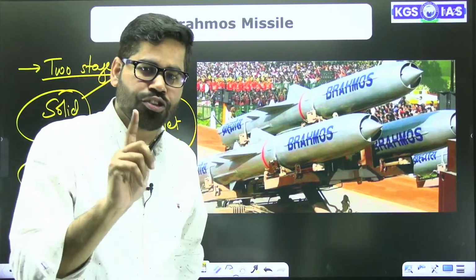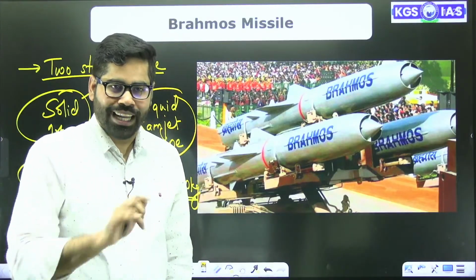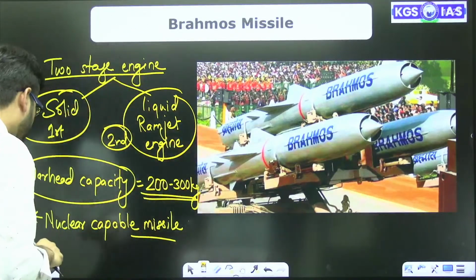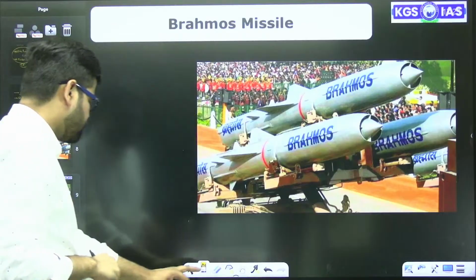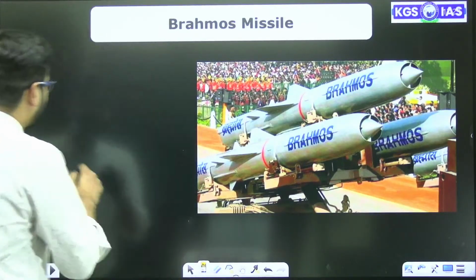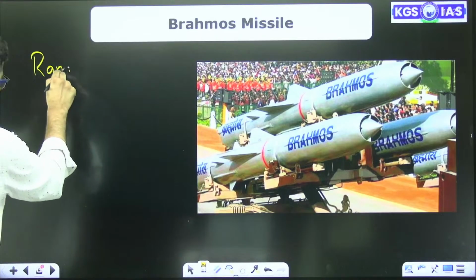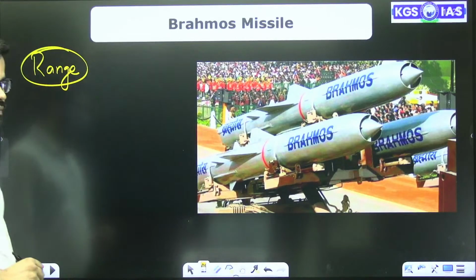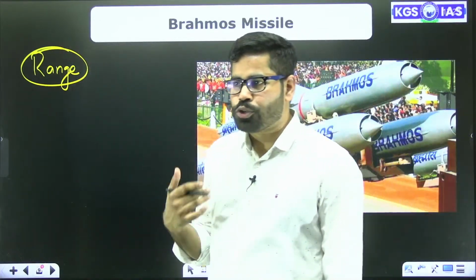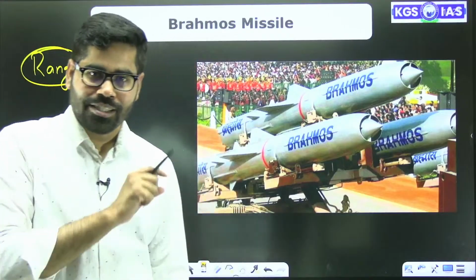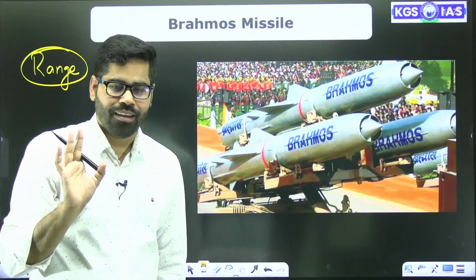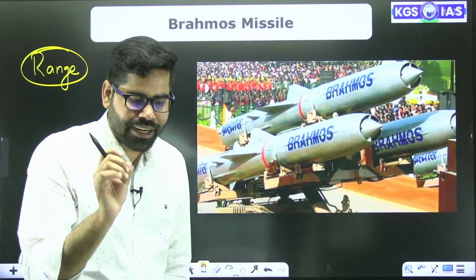What is the range of the Brahmos missile? Up to how many kilometers can it go? Anyone? Can you tell me what is the range of this Brahmos missile? Like speed, we have seen that it can go up to 2.8 Mach, 3 Mach. That is the speed. That is why it has been called a supersonic cruise missile. But what is the range of it?